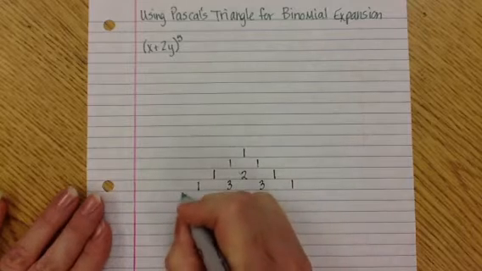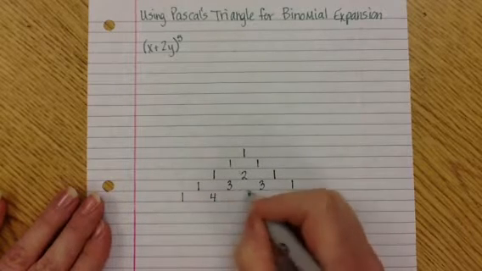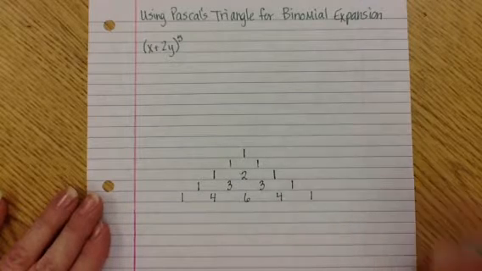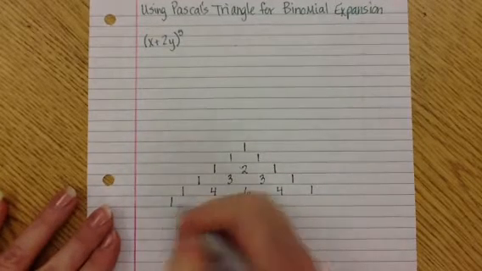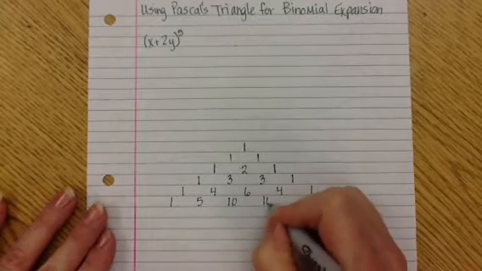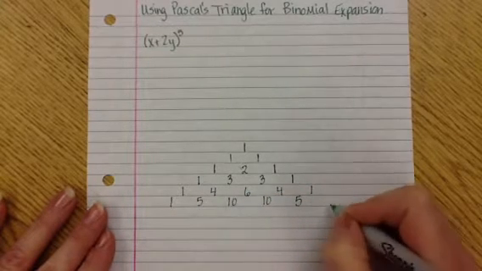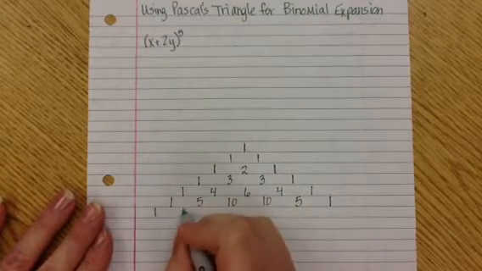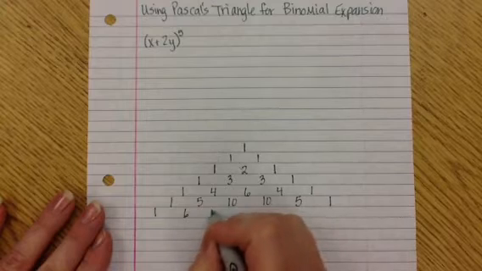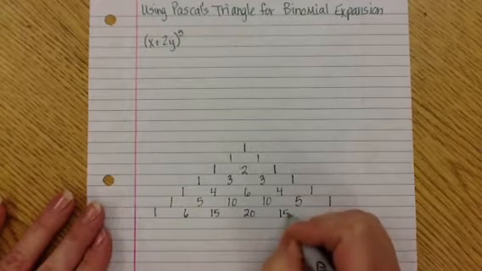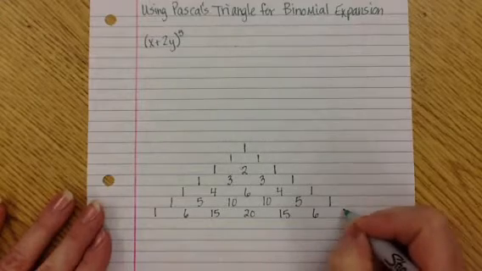And then the next row, we start with a 1, add the numbers, add the numbers, add the numbers, end with a 1. Start with a 1, add the numbers across, end with a 1. We'll do one more row. Start with a 1, add your numbers across, and end with a 1.